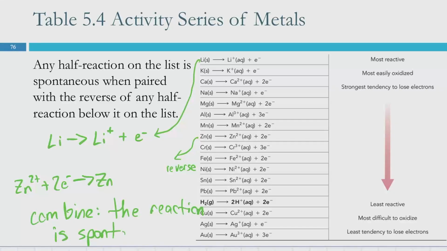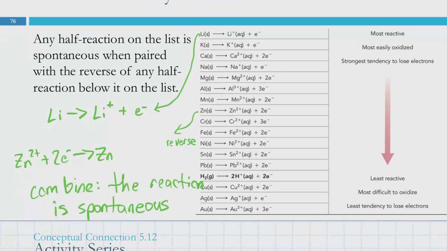If you were to flip the directions, it's not spontaneous. And the way that the whole table is listed, the things at the top are the most reactive, the most easily oxidized, they have the strongest tendency to lose electrons, they're very eager to give up their electrons. Notice that lithium, all the way in the top left of our periodic table under hydrogen, is our most reactive.